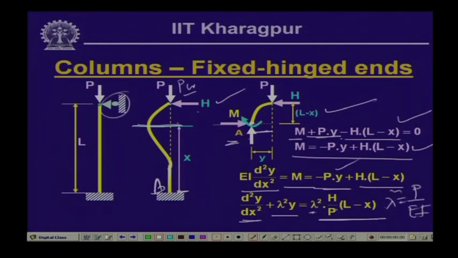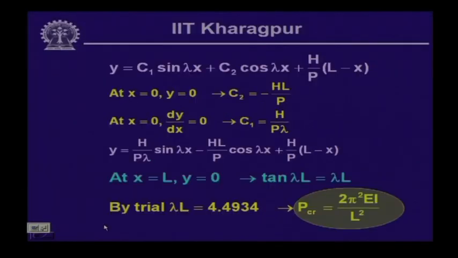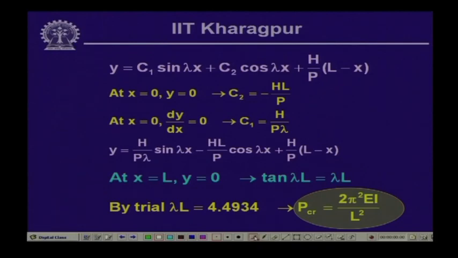Now, to write here lambda square, we have multiplied with p and divided by p. Now, if we write down the solution for this, as you have seen in the previous two cases, the solution of this will be equal to the complementary solution and the particular solution. The complementary solution is C1 sin lambda x plus C2 cos lambda x, and the particular solution is h by p into (L minus x).